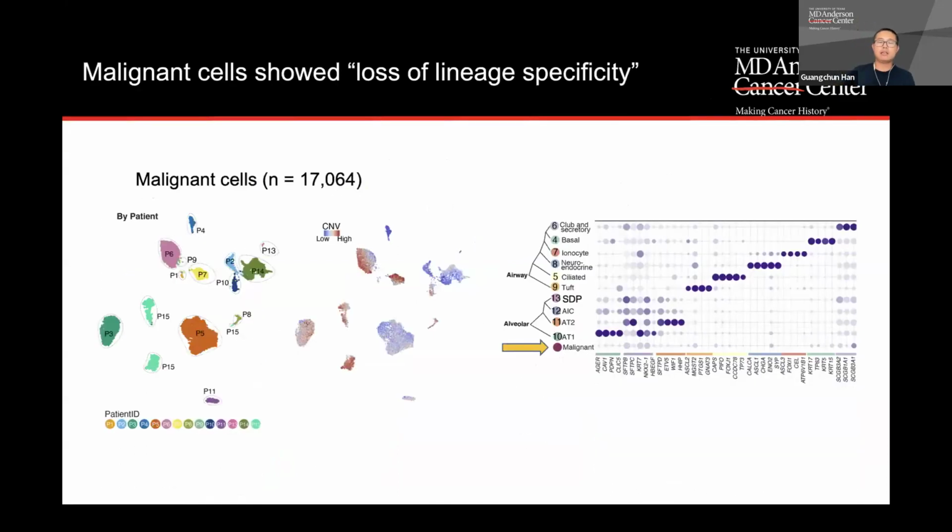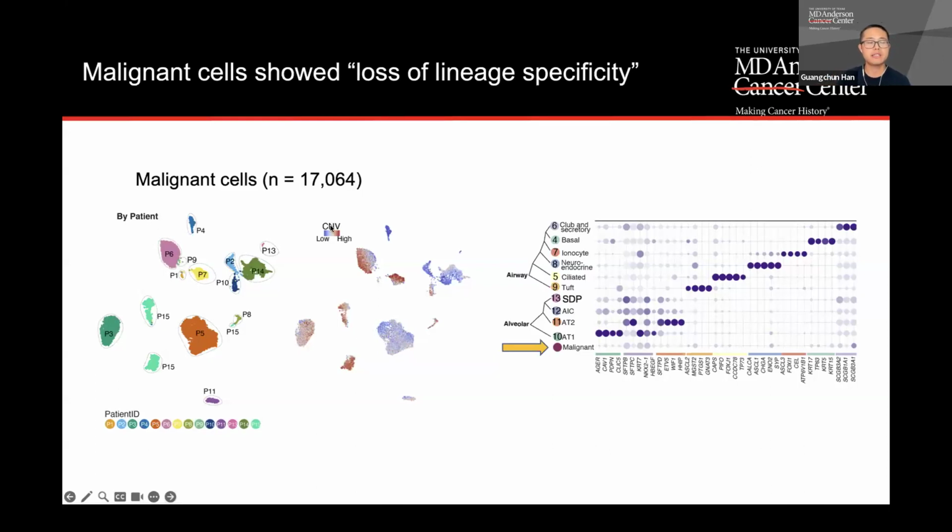All right, after we got the overall idea of what we have in the normal epithelial compartment, we start using comprehensive computational tools to determine the features of malignant cells. By using the inferred copy number alteration features as well as the expression profile clustering features, we are able to identify around 17,000 malignant cells from all the tumor samples of all these patients.